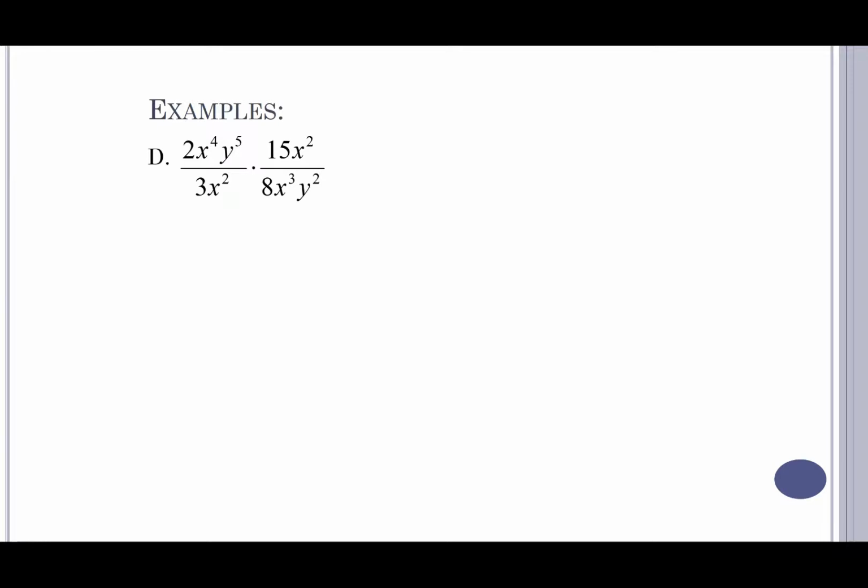Basically, we're going to do that here. We're going to multiply the numerators across. So 2 times 15 makes 30. As far as x to the 4th times x to the 2nd goes, that's 4 x's and 2 x's makes x to the 6th. And of course, there's a y to the 5th hanging out up there as well. In the denominator, I've got 3 times 8, which makes 24. I've got x squared times x to the 3rd, which makes an x to the 5th. And then I've got that y to the 2nd hanging out down there as well.